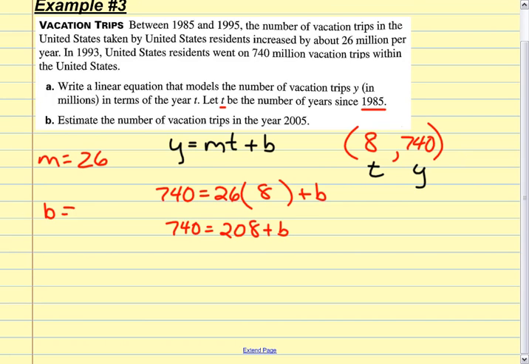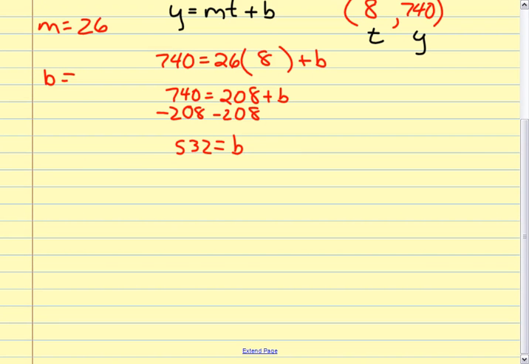What do I do now, Sophia? Subtract 208 from both sides. I'm sorry, Sophia, you said what? Subtract 208 on both sides. Take 208 away from this one, 208 away from this one. So that's going to give me b is equal to 532. Is that right? Thanks. 532. So now when I write the equation, what is the equation that I get from this, Parker? You get y is equal to 26t plus 532.